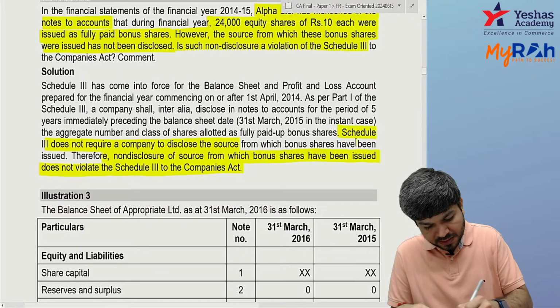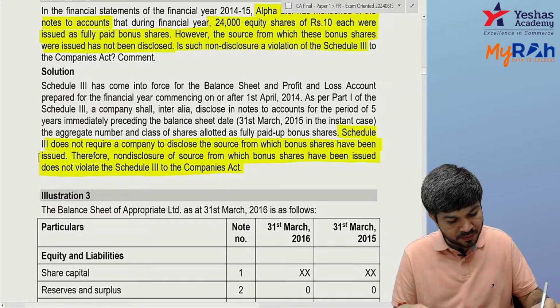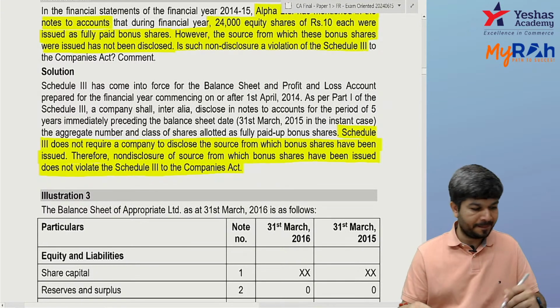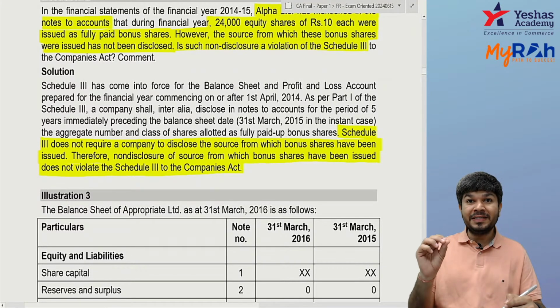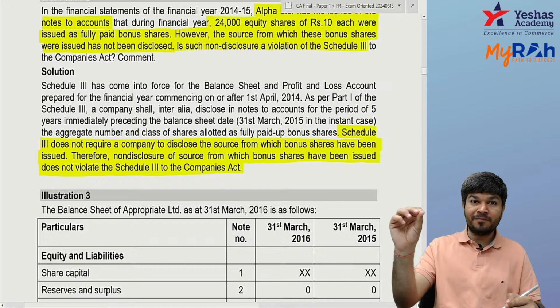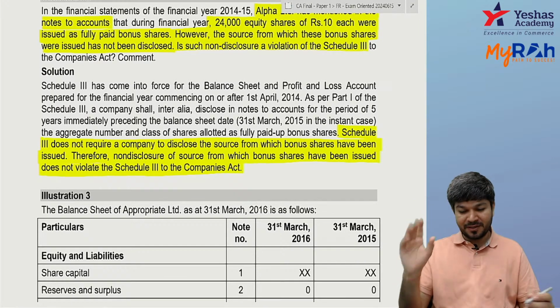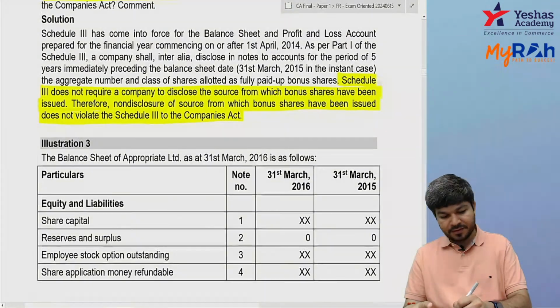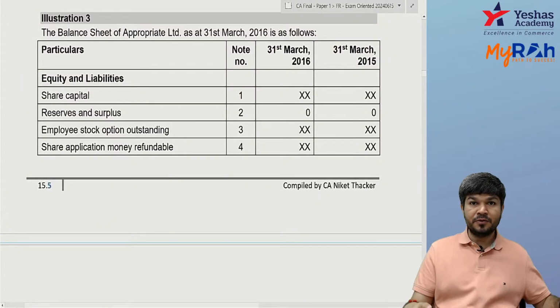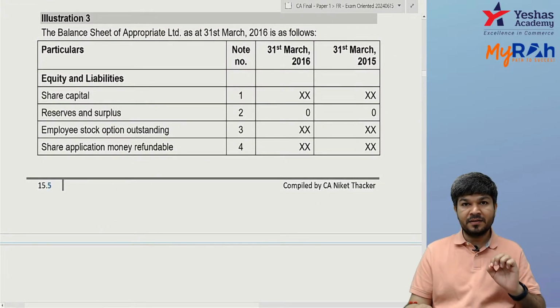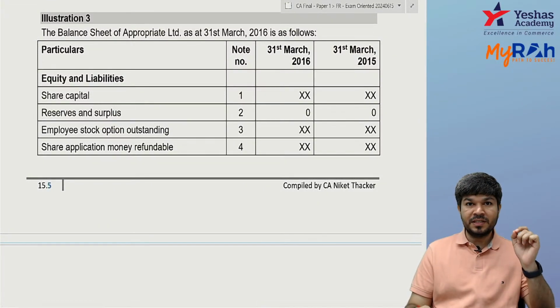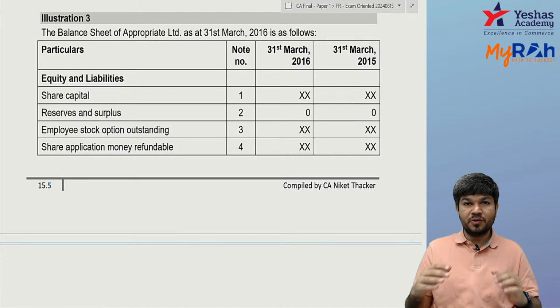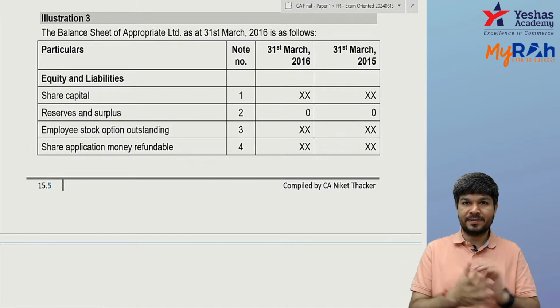See, Schedule 3 does not require the source from which the bonus issue is given. You're just required to tell how many shares are issued by way of bonus. Okay, third question, very good. Third question is really very good, and I tell you, in CA Final, you don't have Division 1 of Schedule 3, you have only Division 2. Division 2 is for those companies following Ind AS.